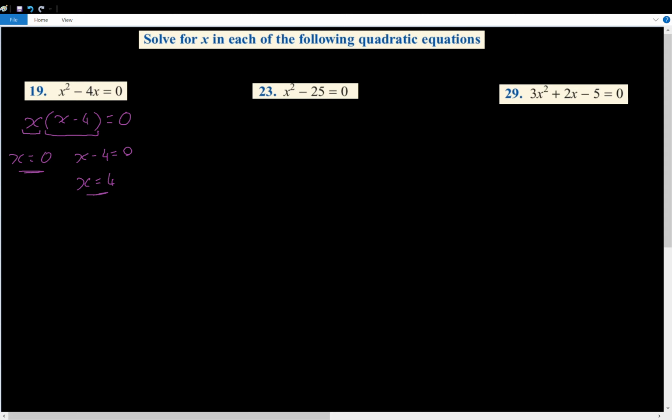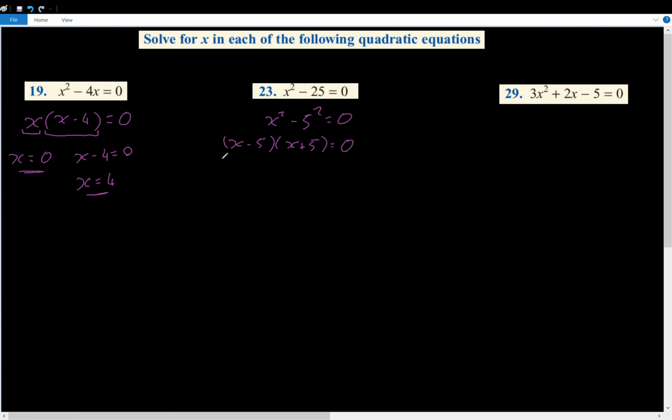If we look at question 23, this time we don't have a term in between our x squared and our constant with an x attached. And further to that, the number we have at the end, the constant we have, is also a perfect square, which means we could rewrite our expression on the left as x squared minus 5 squared is equal to 0. And if we factorize this on the left, we get x minus 5 multiplied by x plus 5, and that's equal to 0 like that.